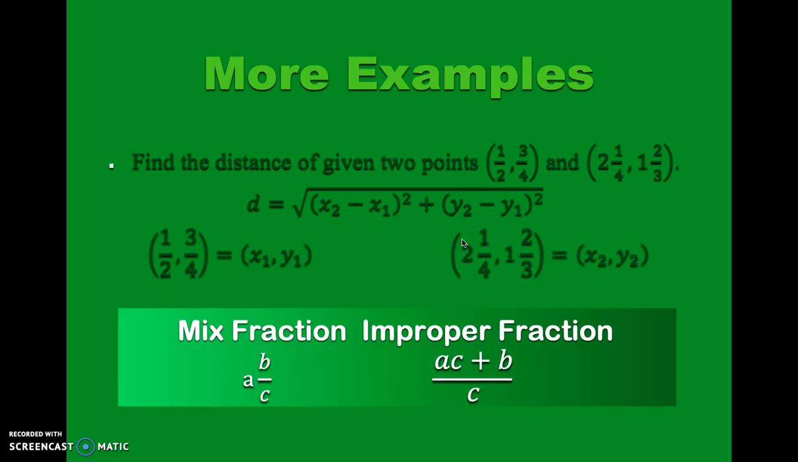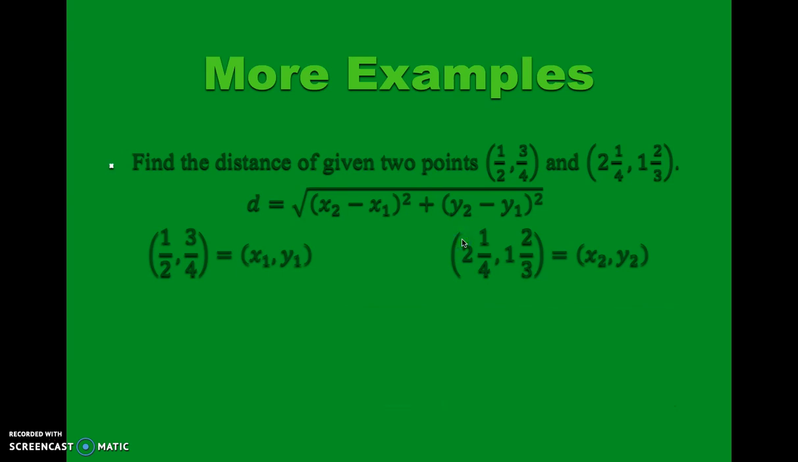Mixed fraction and improper fraction. A mixed fraction is of the form a, b over c. The improper fraction from the mixed fraction is c times a plus b, all over c. The second coordinate has mixed fractions, which we will now rewrite into improper fractions.